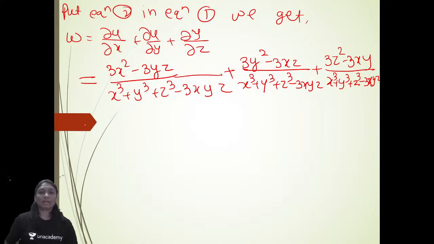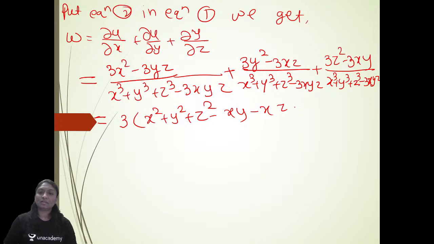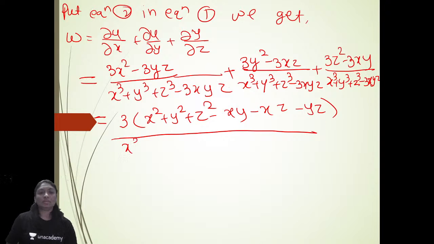Now here what will we do? The denominator is the same, so take the real part. You will get 3 common from all these terms, so you will get x square plus y square plus z square minus xy minus xz minus yz upon x cube plus y cube plus z cube minus 3xyz.